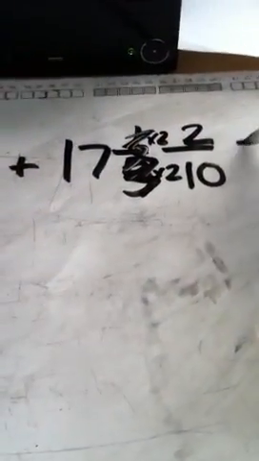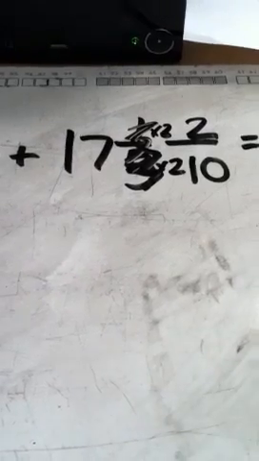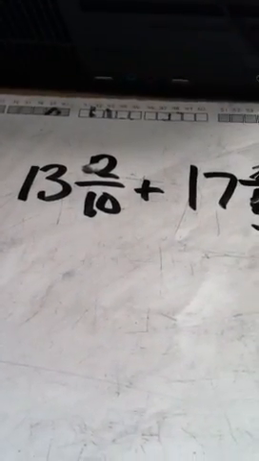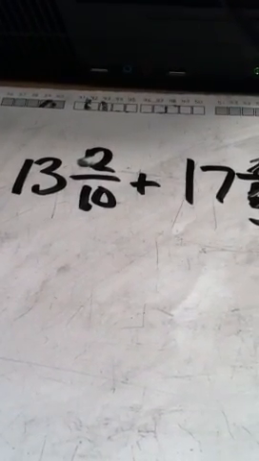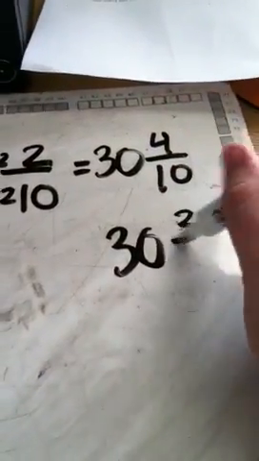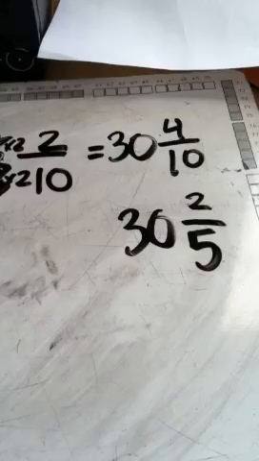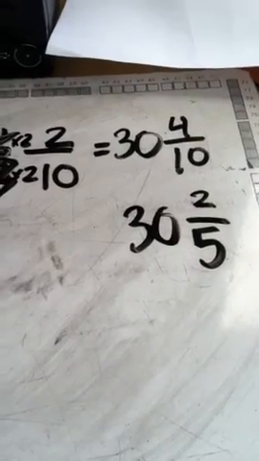So I now have 17 and 2/10 plus 13 and 2/10. I add my fractions together first, and I get 4/10. And then I add my whole numbers together, and I get 13 plus 17 is 30. So I have 30 and 4/10. If I simplify it, I have 30 and 2/5. So that should be your final answer for this problem.